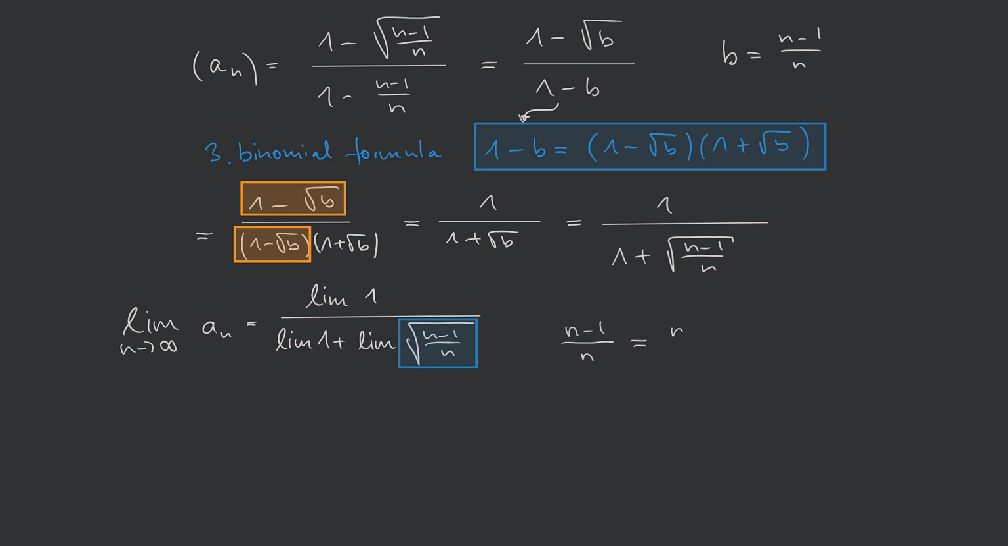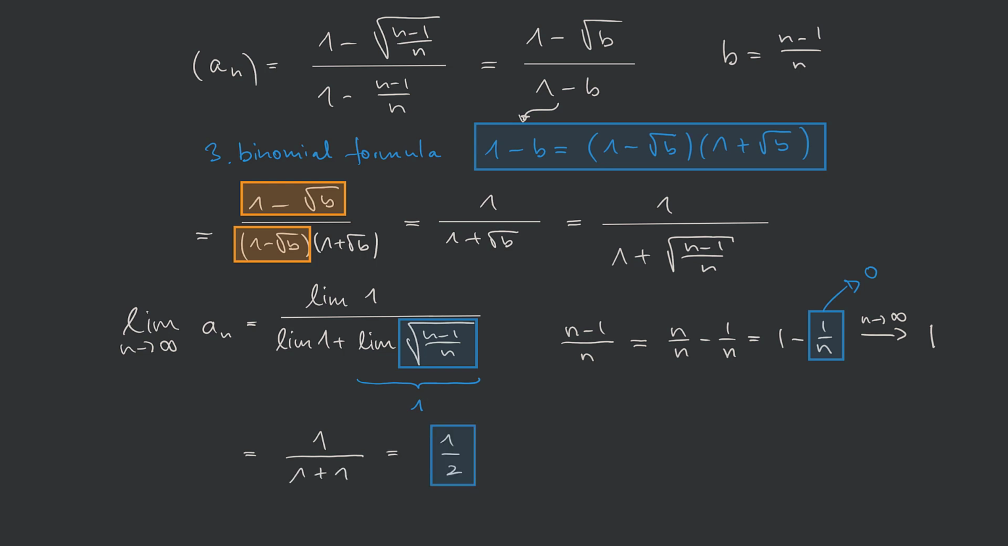Well, we can split that fraction up into n over n minus 1 over n, which is 1 minus 1 over n. 1 over n, however, is a zero sequence, so this goes to 0. So what remains in the limit, if n goes to infinity, is 1. So if the limit of the sequence under the square root is 1, the limit of the sequence itself is also 1. So we have that this limit is 1. Putting it all together gives 1 over (1 plus 1), which is 1/2. So the limit of a_n equals 1/2.